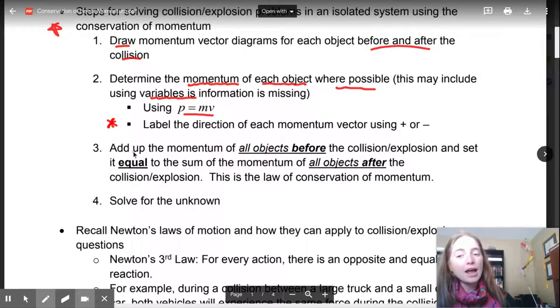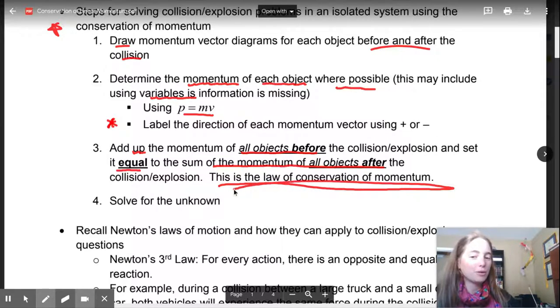Then, add up the momentum of all objects before the collision or explosion and set it equal to the sum of the momentum of all objects after. That is what our law of conservation of momentum is. And then you solve for what you need. So algebra is going to be your friend. We're definitely doing a whole bunch of awesome algebra.